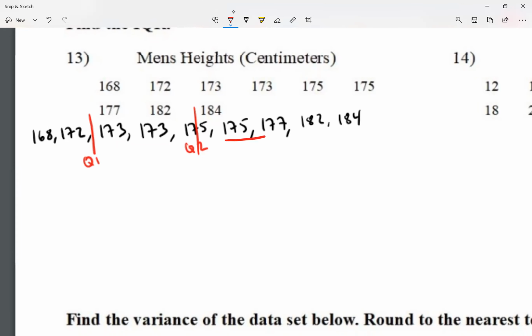To the right of my median, my focus is on these 4 numbers. Right, 4 is an even number. So the middle of that is just a line in between 2 numbers. So I'm gonna say it here. This is my quarter 3.